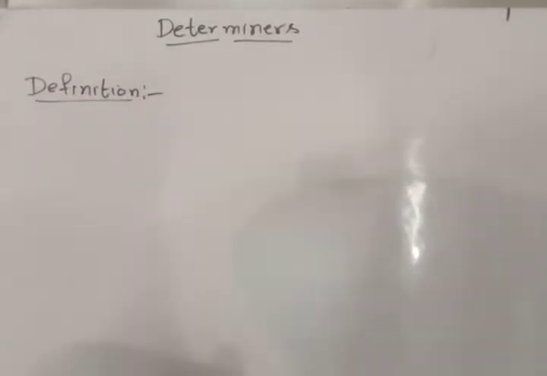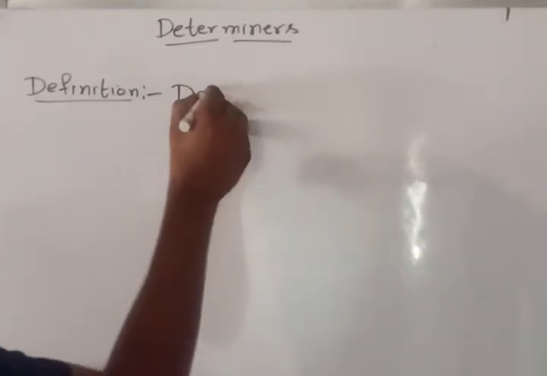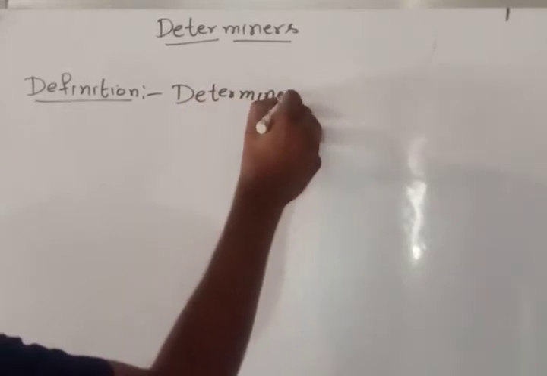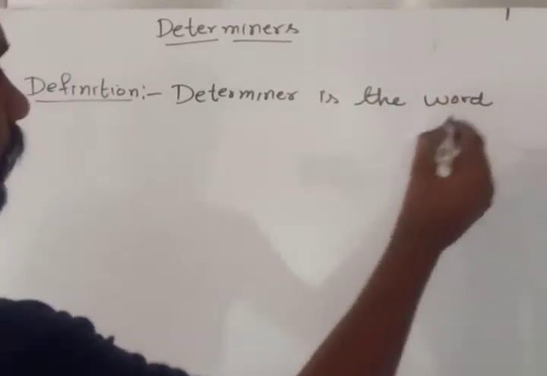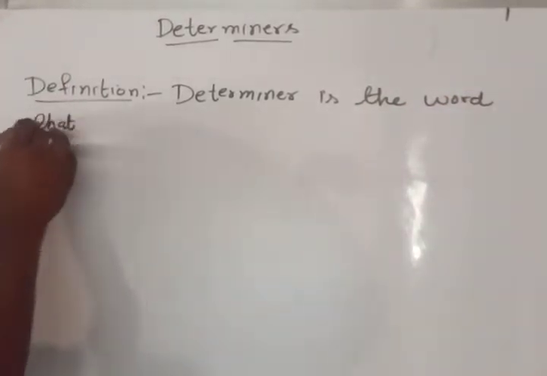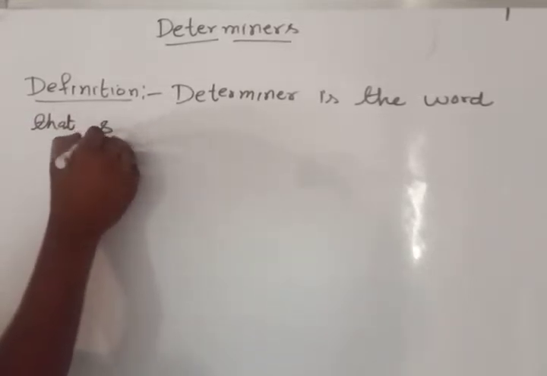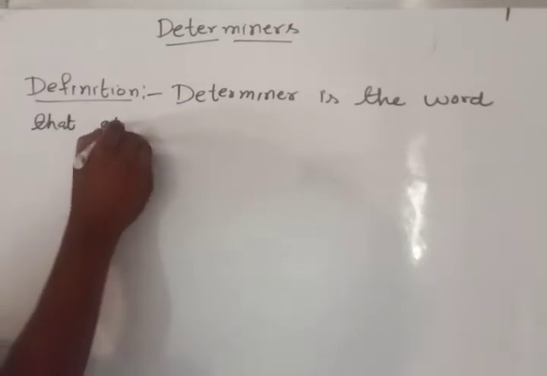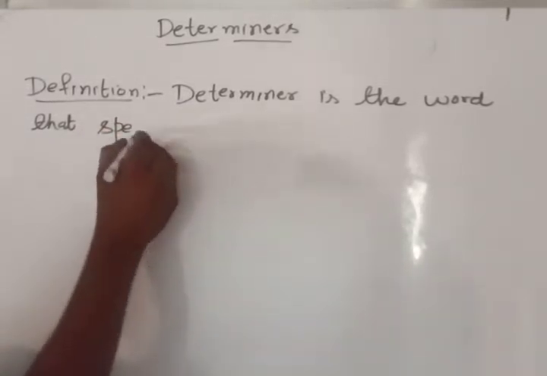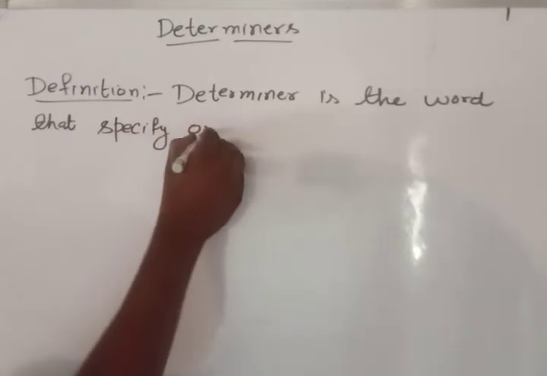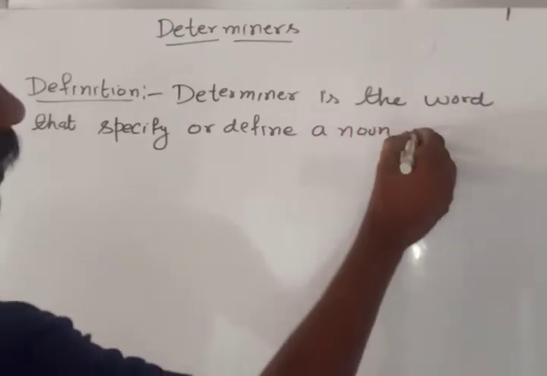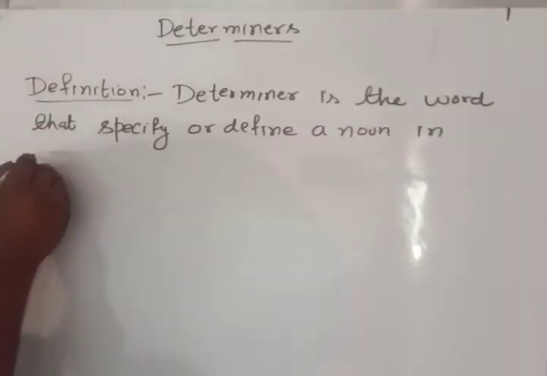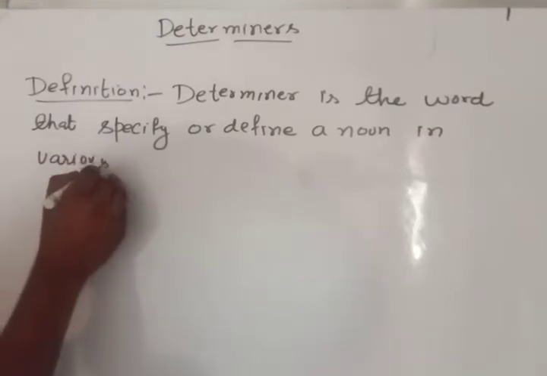Definition. Definition is this, that a determiner is the word that specifies or defines a noun in various, meaning different, ways.